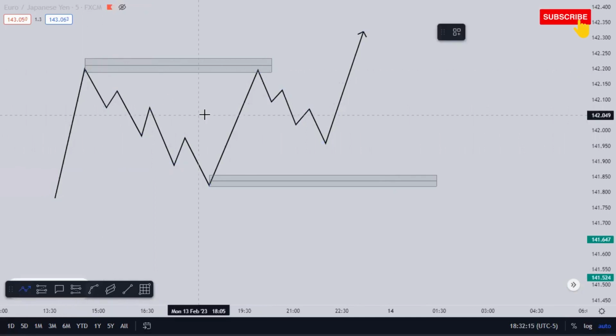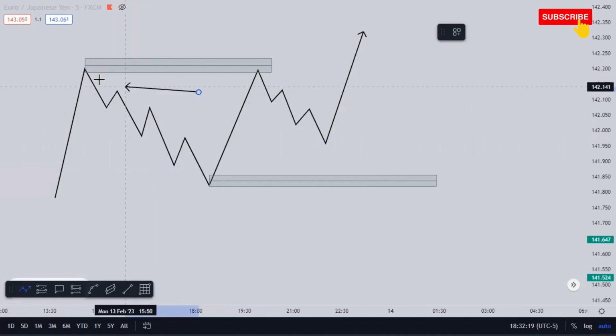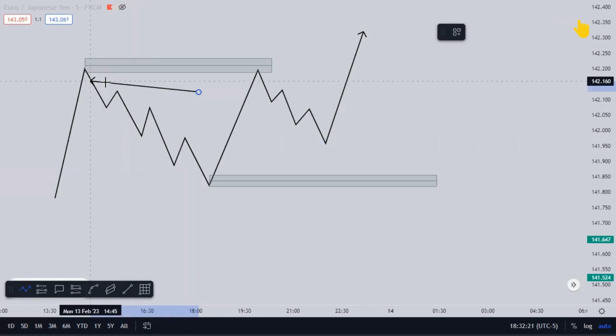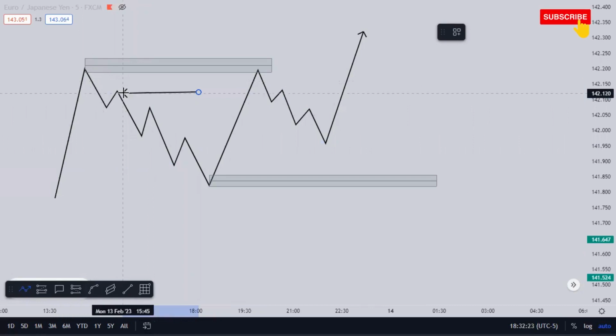I repeat, you cannot trade from here because there is liquidity up here. There is a gap up here. There's another high higher than this one. So this is not your resistance. Instead, what you can do is wait for this low to be taken out. Then you can sell from this low. You are selling from here.